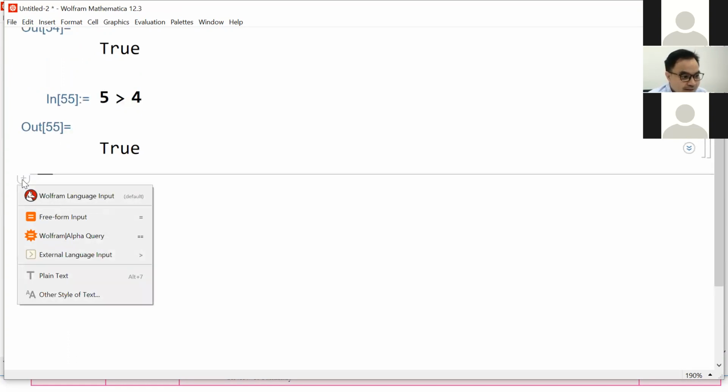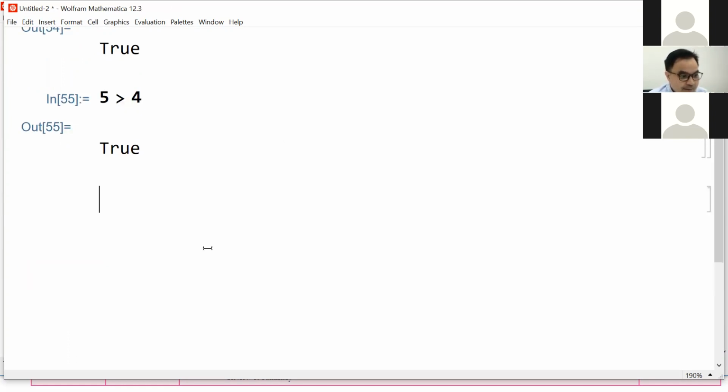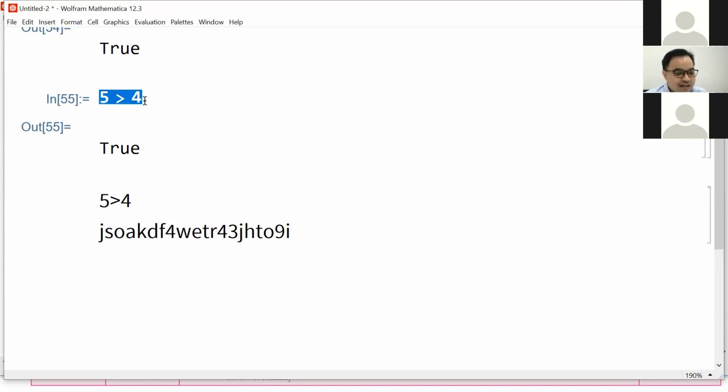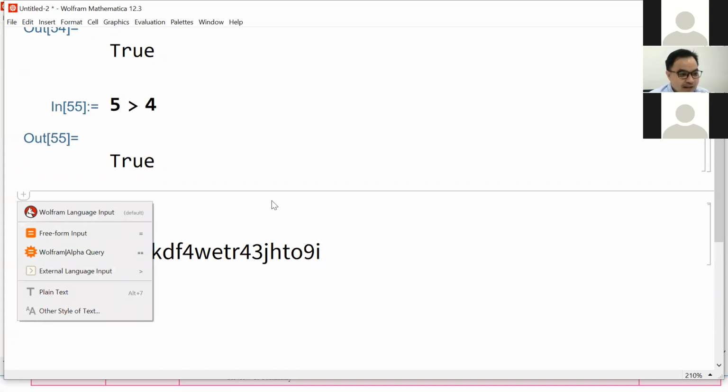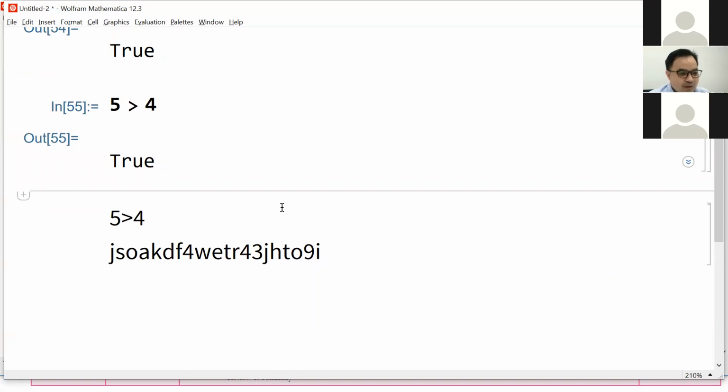But if you did this, plain text, 5 is greater than 4, enter, nothing. Because you're just typing. So this is not mathematics. You will notice that the mathematics has a slightly different font. It's a little bit fatter and it's darker. Whereas if it's something like this, it's used for text. So that's why you get text if your input is plain text. So either set the language input or by default, it should be like that.